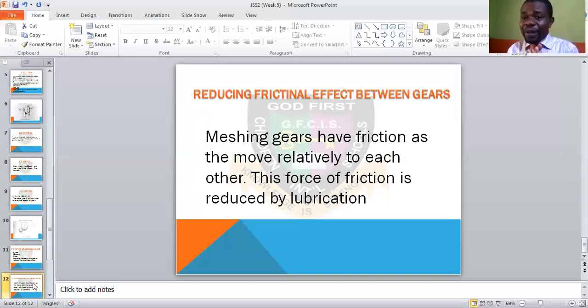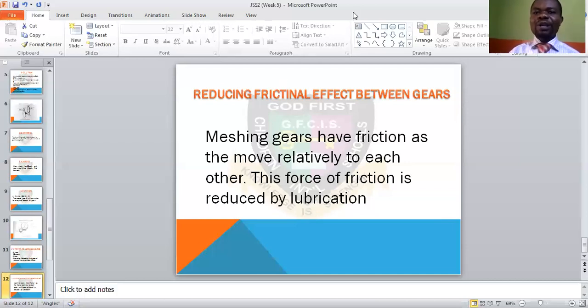That is what we discussed about friction. We say it's an opposing force between two surfaces moving relatively to each other. That's what we said in our second time, remember. And so to reduce this, we'll talk about lubrication. That is applying grease or oil to reduce these effects of friction.